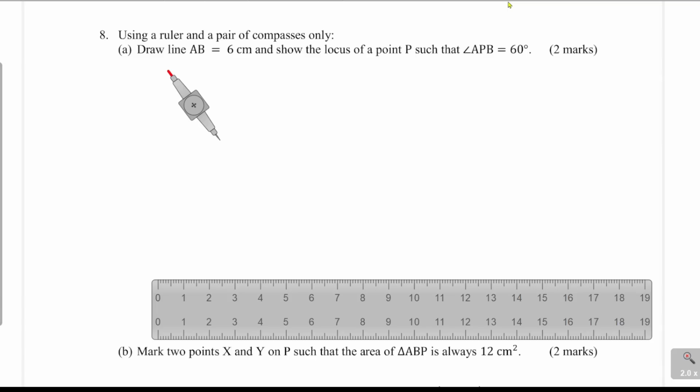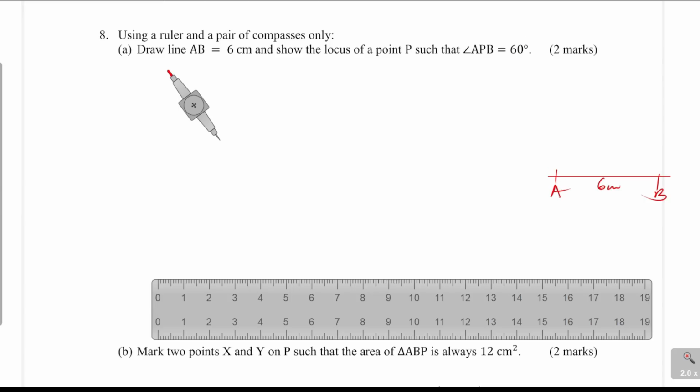Now to begin with, you need to ask yourself which type of locus is this that you require to draw. You can just do a sketch of the requirement. So you have line AB, which you're going to construct, that is 6 centimeters, and you require the locus of a point P such that APB, P can fall either above that line or below that line, APB is always 60 degrees.